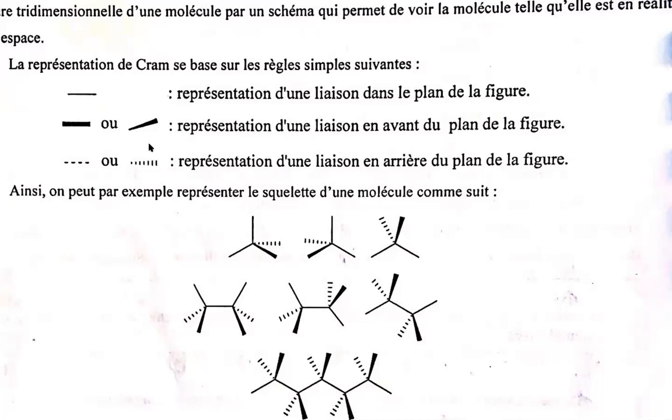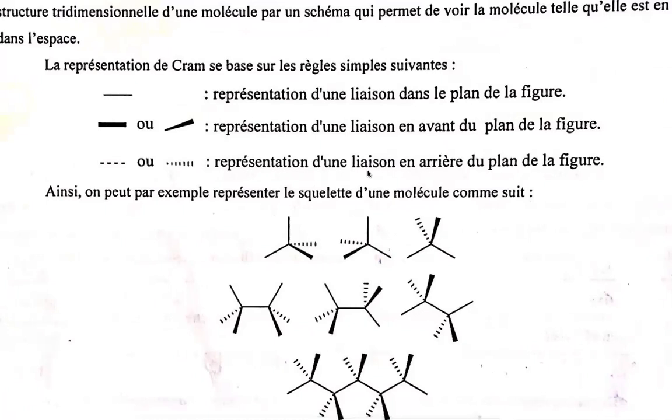Is it clear? So the straight line represents la représentation d'une liaison dans le plan de la figure. Then this kind of dash here is la représentation d'une liaison en avant du plan. It's in front of the plane, like it's coming out at you. Then the last one, représentation d'une liaison arrière. Arrière is behind. It's behind the plane. Is it clear with these rules on what represents what on the figure?